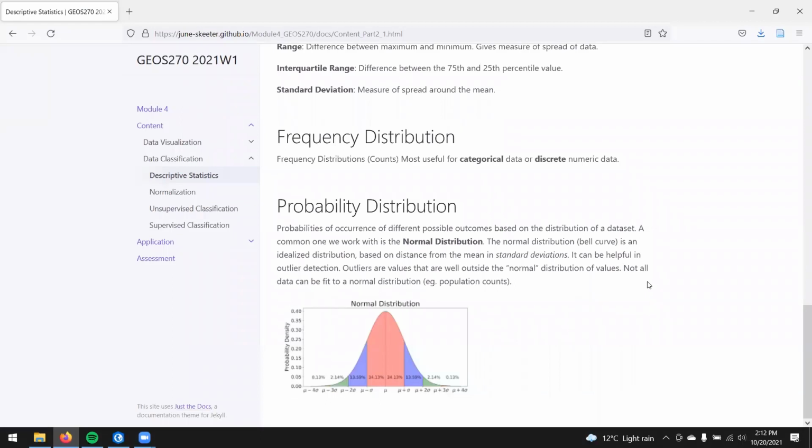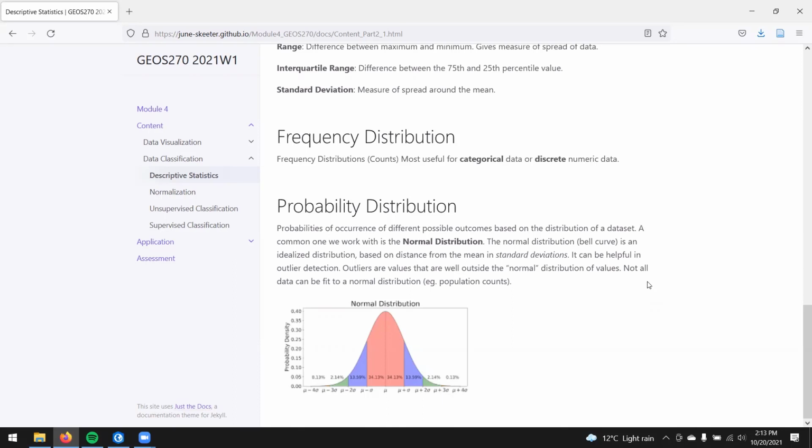Then you've got probability distribution. This is a bit more complex. The most common one you'll see talked about is the normal distribution, but there's essentially an infinite number of different types of probability distributions. Again, I'm not going to drill you on this, but I want you to understand the general idea. The normal distribution, the bell curve you've probably heard of, is just an idealized distribution, and it's based on the distance from the mean in standard deviations.